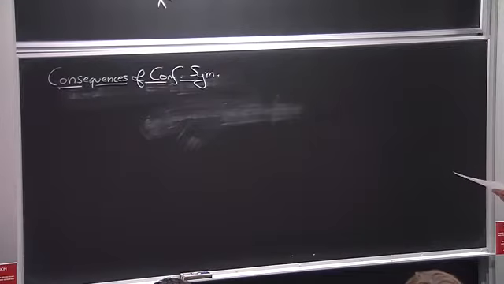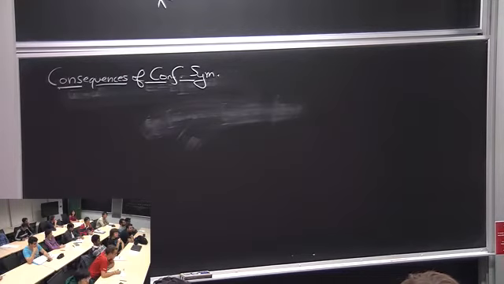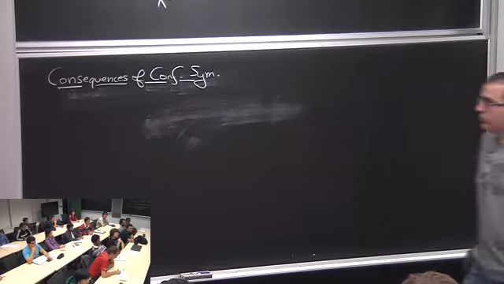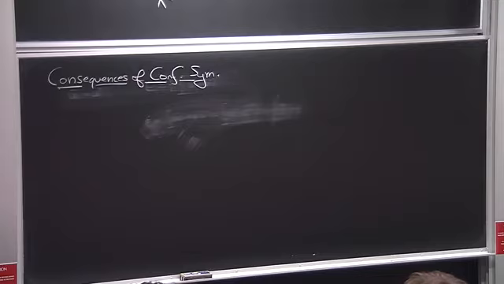For example, the correlation function of two scalar operators. Is there any point in reviewing that? Or is that too simple? Should I review why the correlation function of two operators is fixed by conformal symmetry? Or should I skip that? Skip that. So let me, however, say a few words that provide a derivation that is much faster than any derivation.